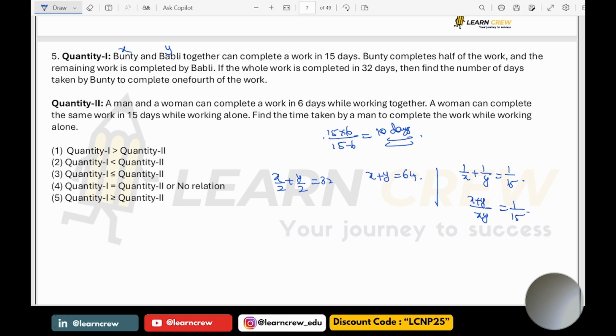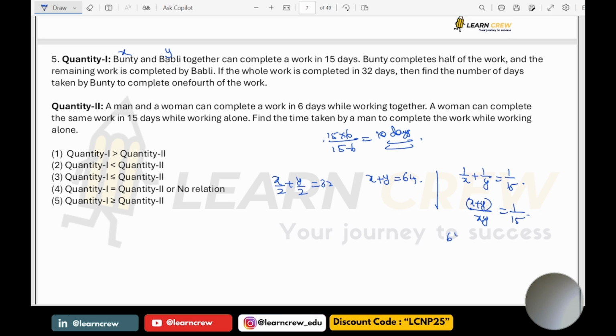So if I simplify this, x plus y by xy is equal to 1 by 15. So what I can do here? X plus y into 15, 64 into 15 is equal to xy. Xy means x I am keeping as x only, y is 64 minus x.